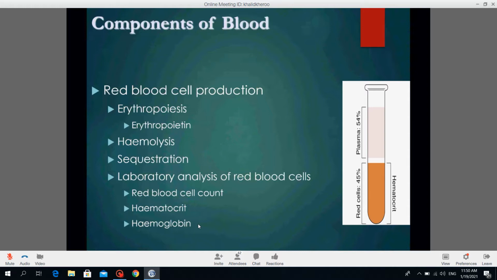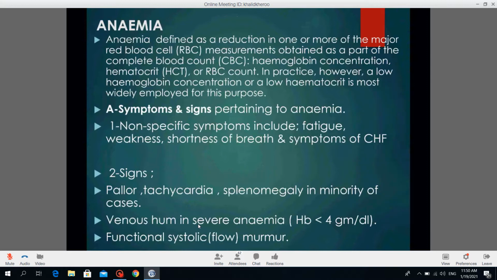The symptoms and signs due to anemia are non-specific, due to tissue hypoxia: the patient presents with weakness, easy fatigability, tiredness, headache, dizziness, sometimes ringing in the ear, particularly in those with severe anemia. Severe anemia means hemoglobin less than 6 grams per deciliter. Moderate is 6 to 9 grams per deciliter, whereas mild anemia is more than 9 grams per deciliter.